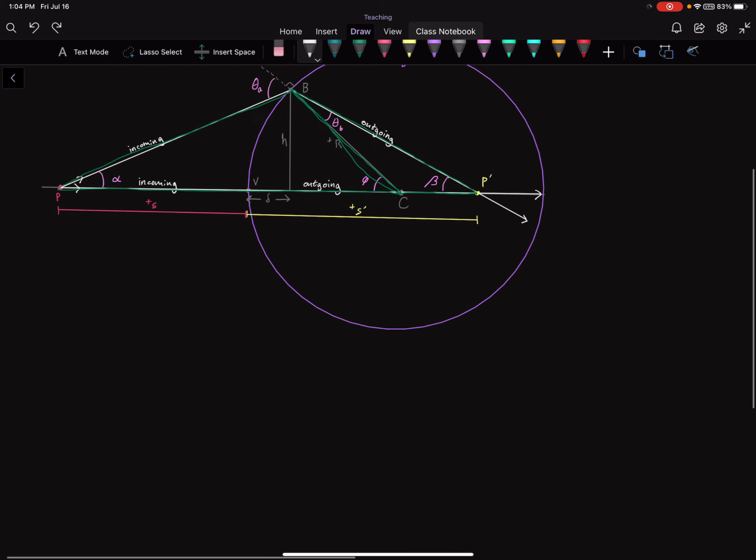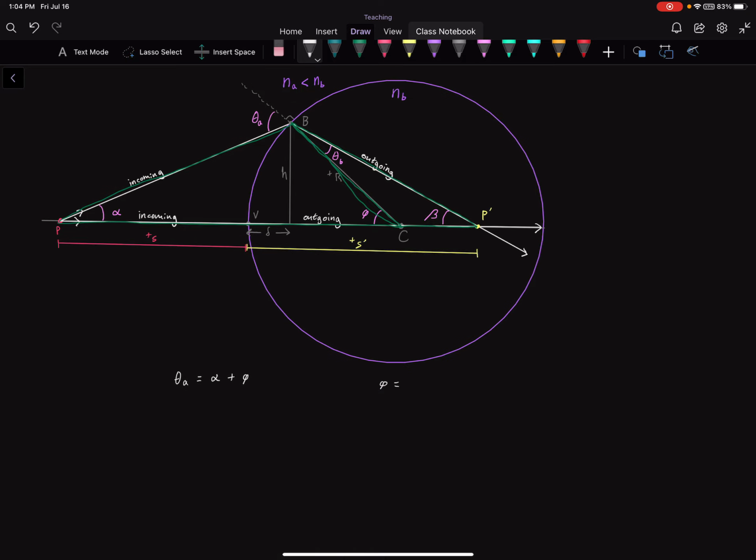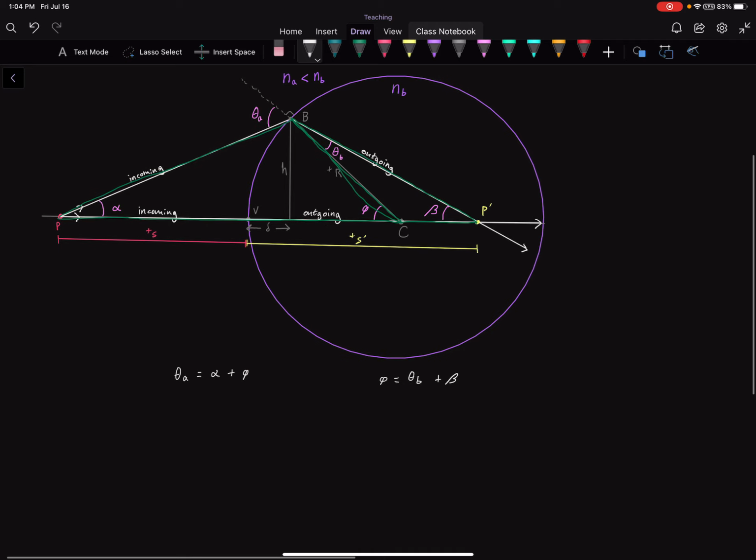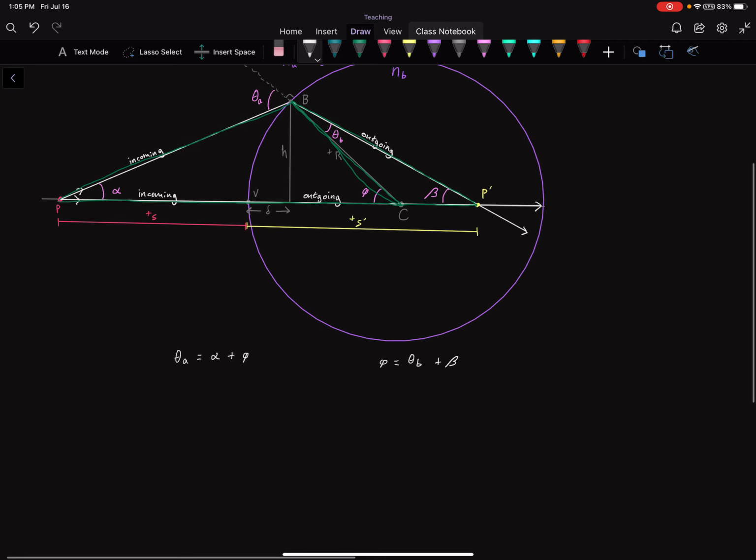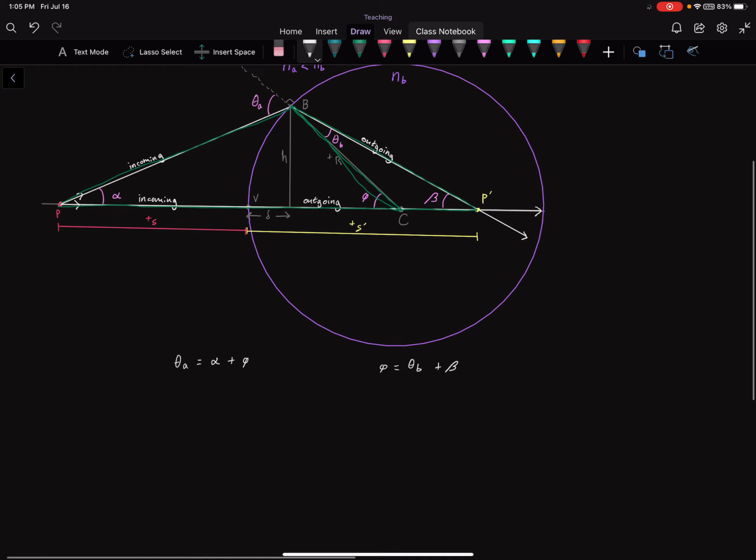angles. So we have theta A is equal to, because of this same exterior angle theorem, right? Theta A is equal to alpha plus phi. And we can say that phi is equal to theta B plus beta, exterior angle theorem. All right, and then taking the tangents of alpha, beta, and phi, right?